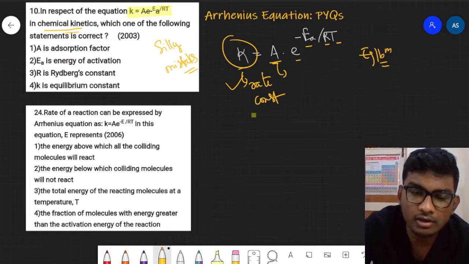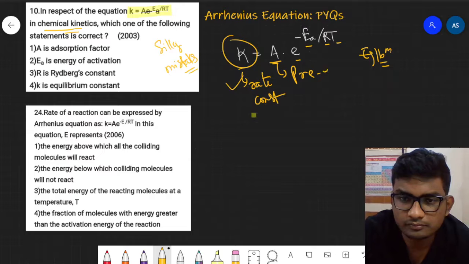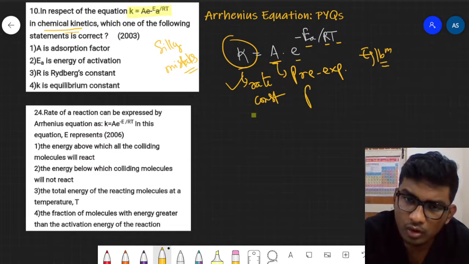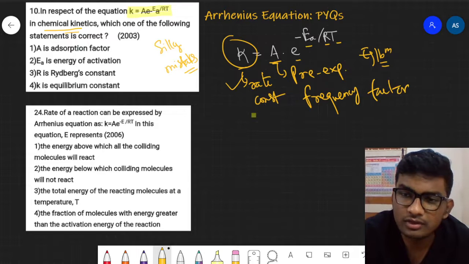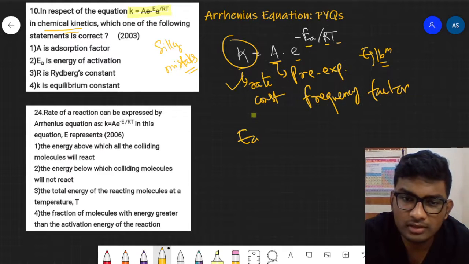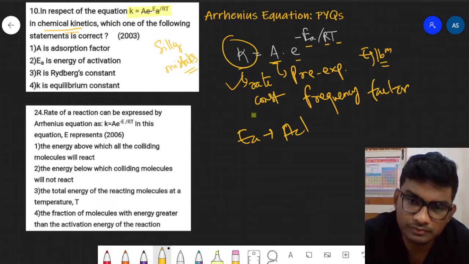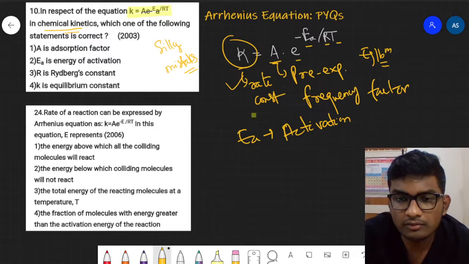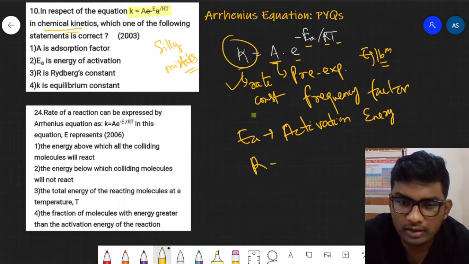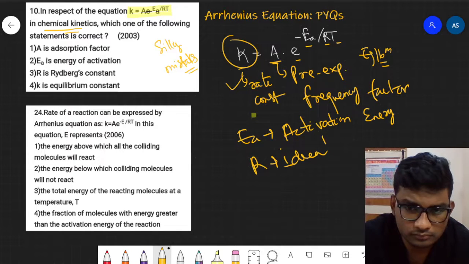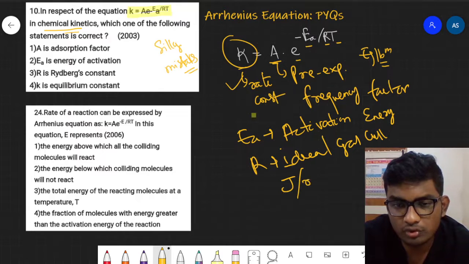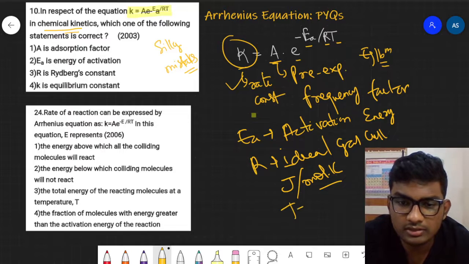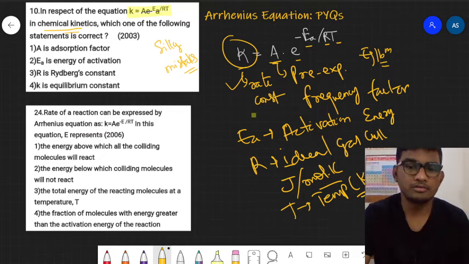A is the pre-exponential factor, also known as the frequency factor. EA is nothing but activation energy. R is the ideal gas constant, unit joule per mole Kelvin. And T is the temperature in Kelvin. So now let's check the options.